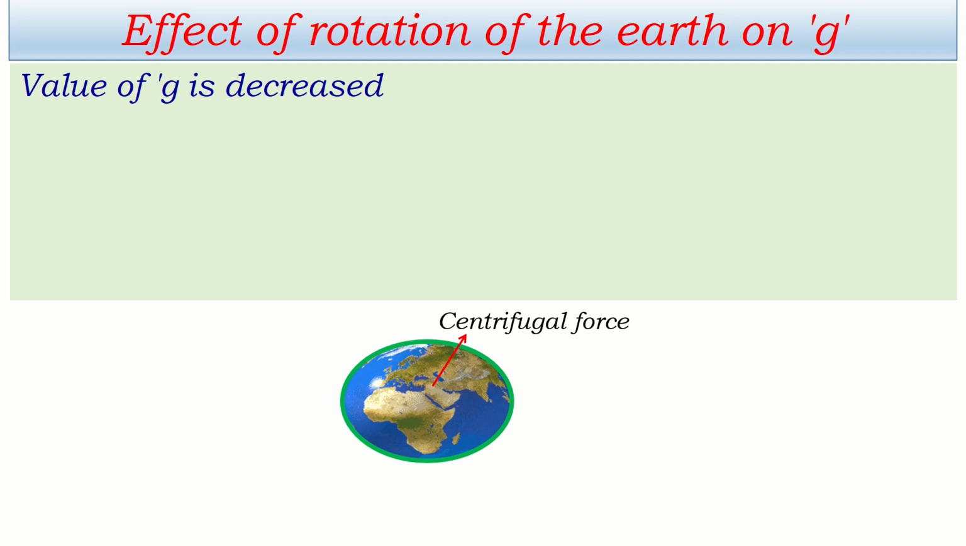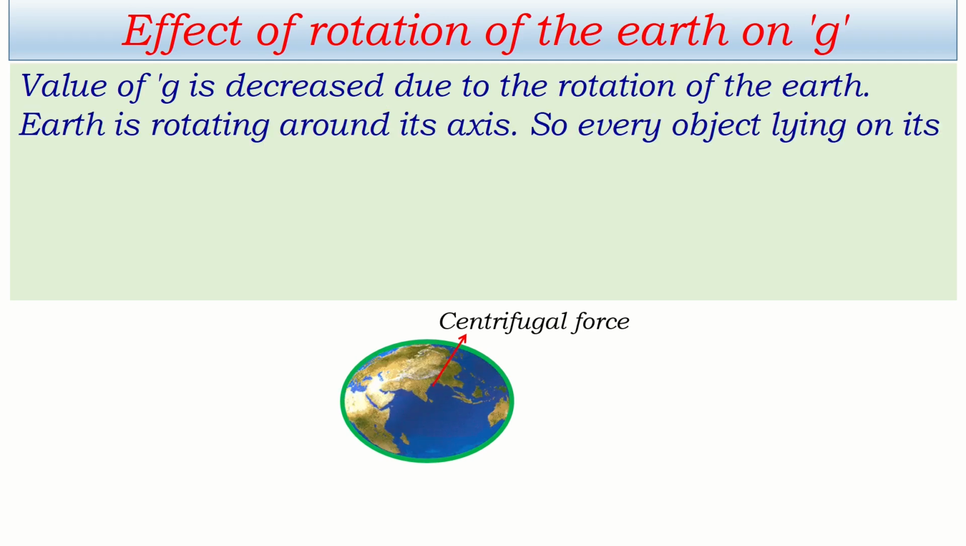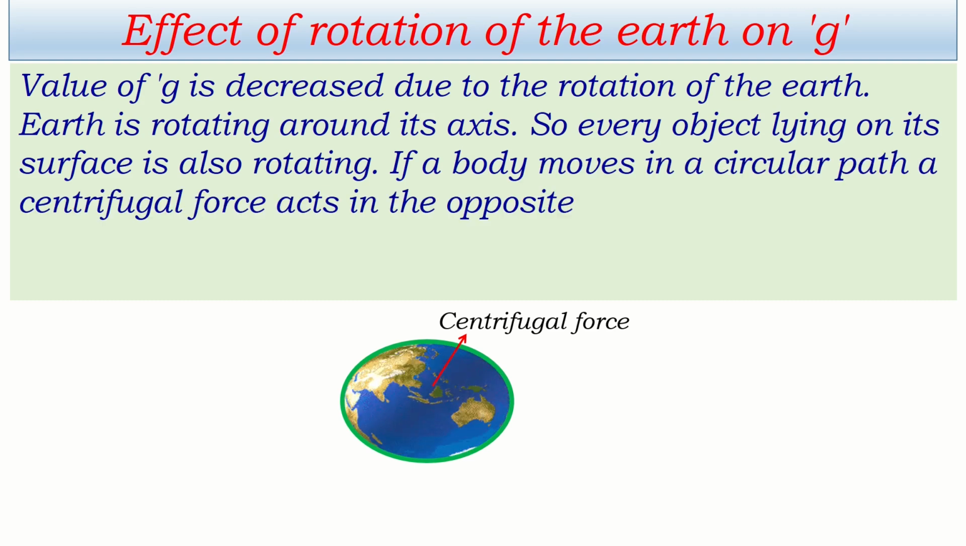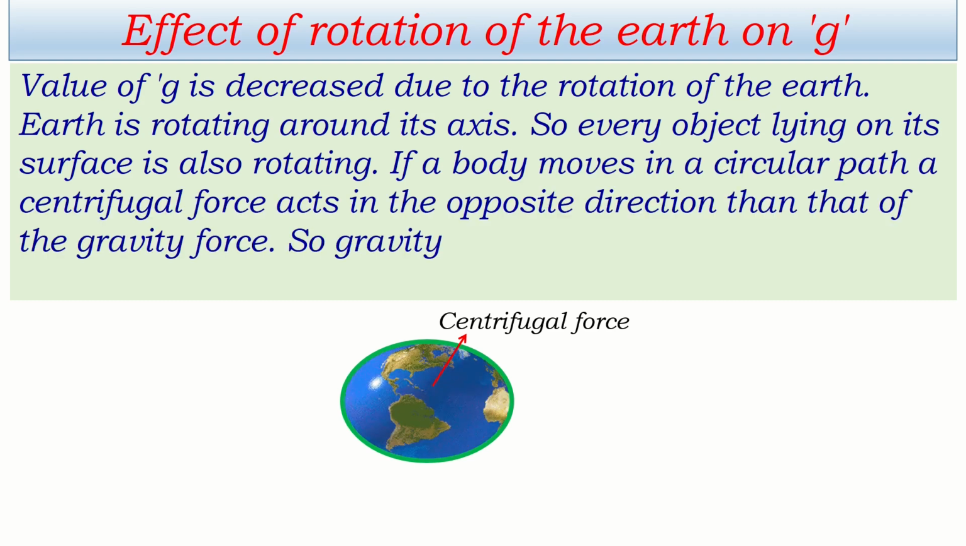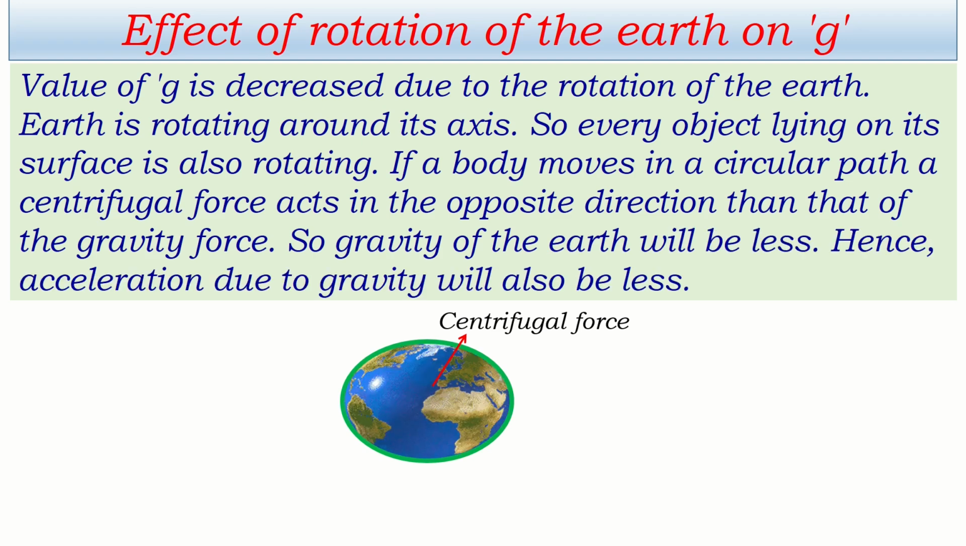It can be answered this way. The value of g is decreased due to the rotation of the earth. Earth is rotating around its axis, so every object lying on its surface is also rotating. If a body moves in a circular path, a centrifugal force acts in the direction opposite to that of the gravity force, so the gravity of the earth will be less. Hence, acceleration due to gravity will also be less.